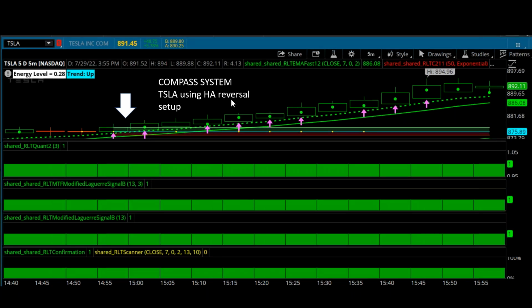This is just a graphic of the video of the Compass system. This is a Tesla chart, but I want to show you what the Compass system is. This is what the software produces. It produces these four different indicators down here. These are the key ones. This one here is the multi-time frame momentum, and this is the current time frame momentum.